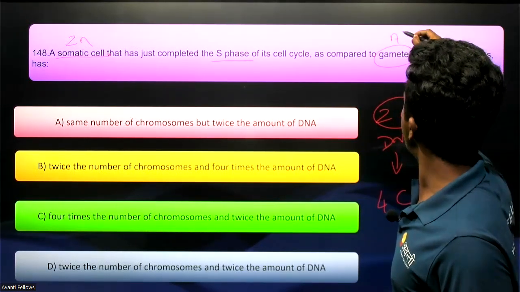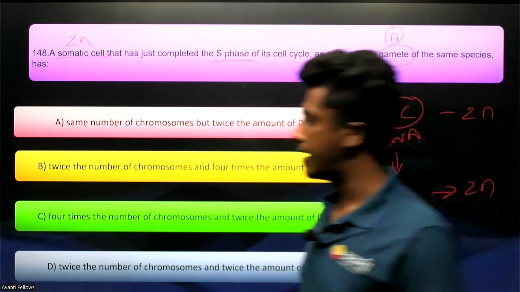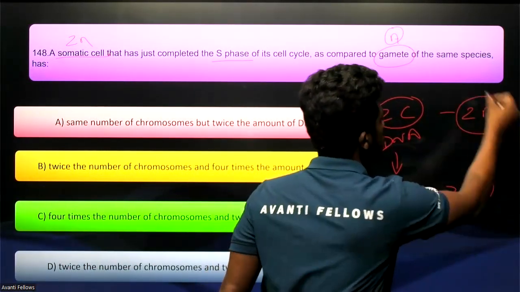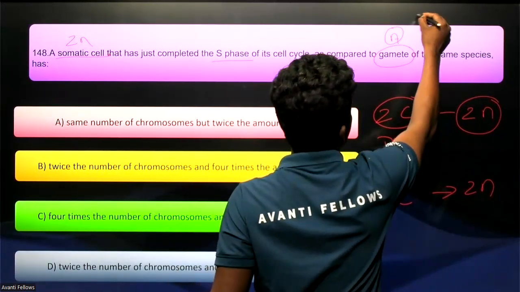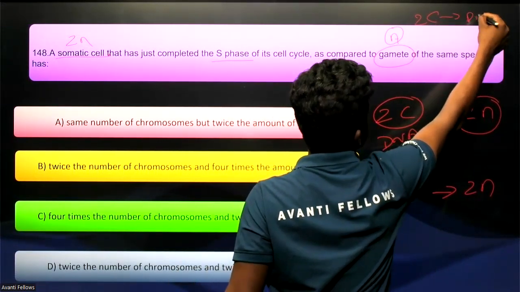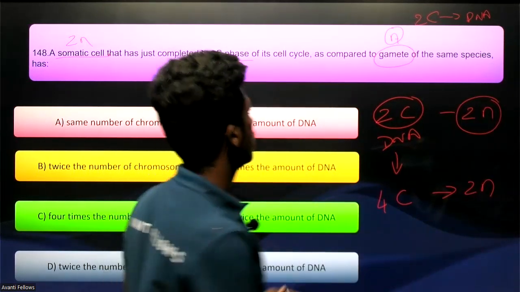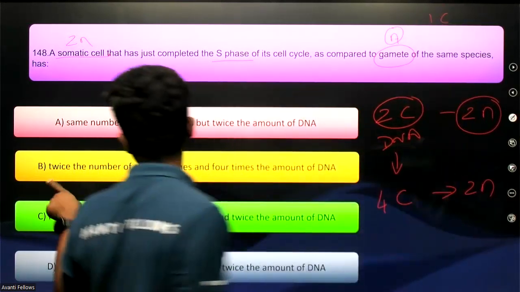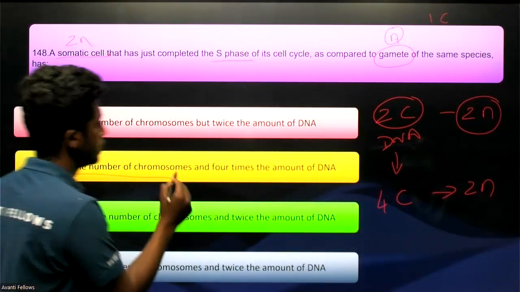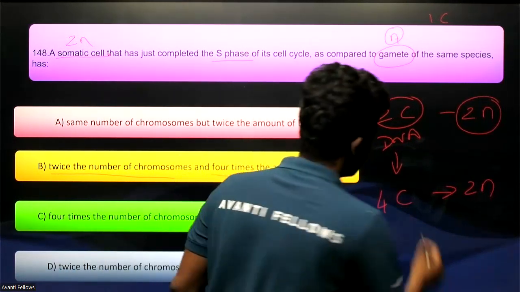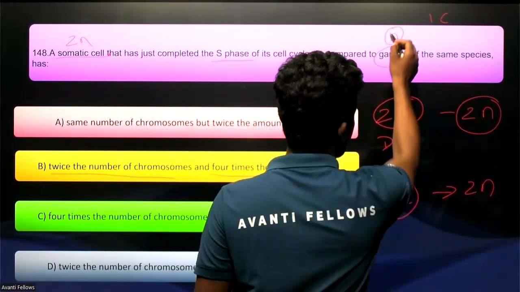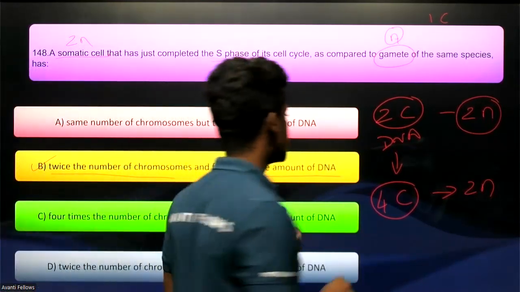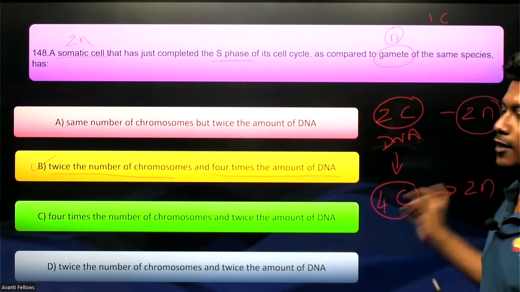Whereas we're comparing to gamete. When we compare it to the gamete, you can just tell that the gamete has N, so we have 2n here. A gamete has one copy of DNA, right? So you can see here twice the number of chromosomes and then 4 times the number of DNA. See, 4C and 1C, and N and 2N. So this is why our option B is correct. Just look at the question carefully, because you know the answer and you might get it wrong because you're in a hurry.